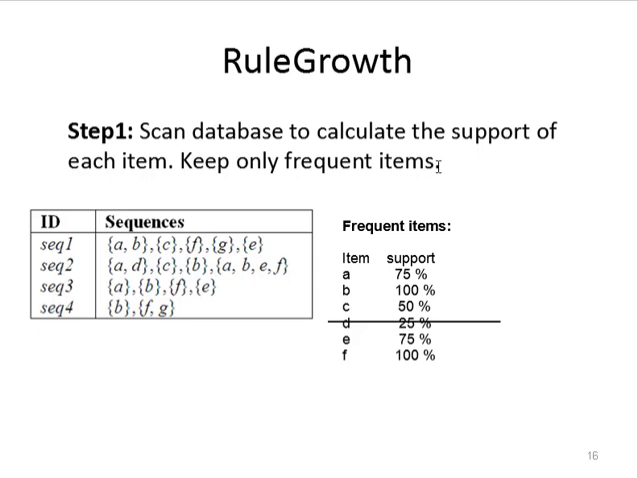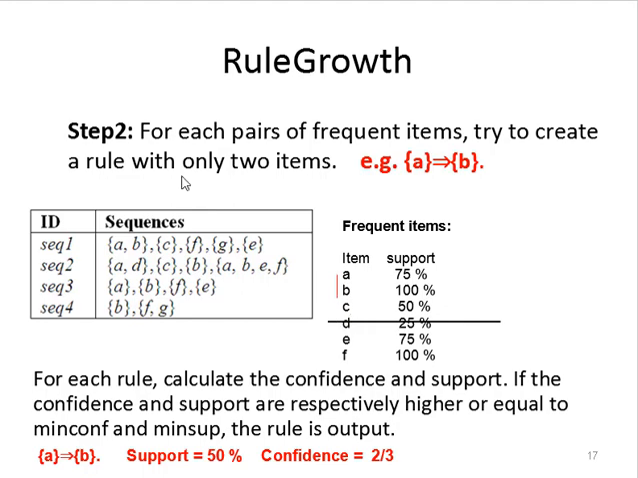Because the minimum support is 0.5, and D is 25%, we know that D cannot appear in rules that have at least 50% support. So we can eliminate D from the items. We don't need to consider D anymore. It cannot appear in a rule that has 50% support. Okay, so then step 2.